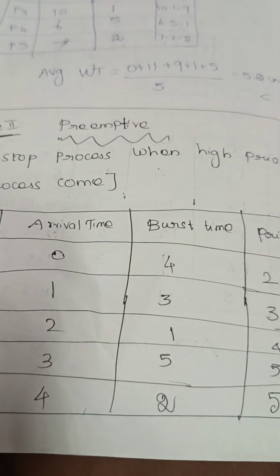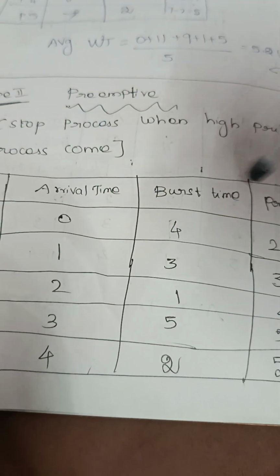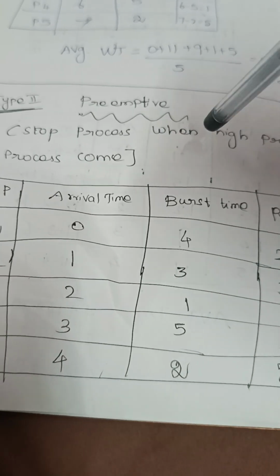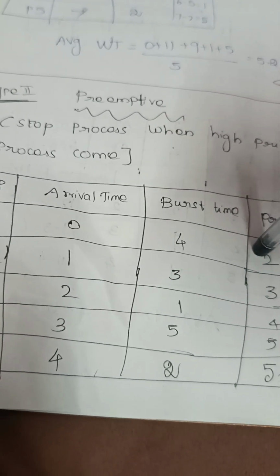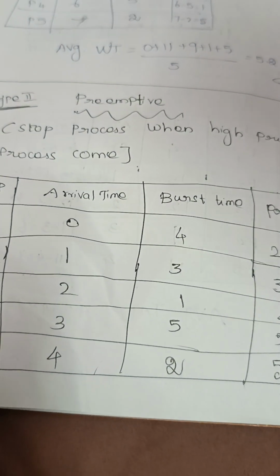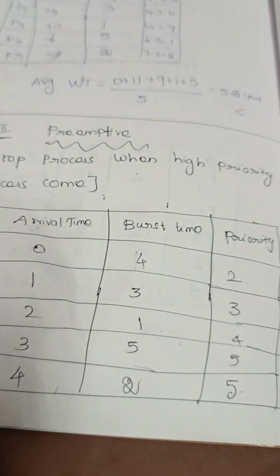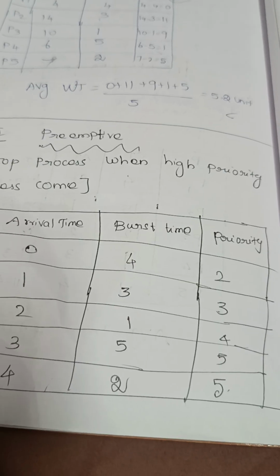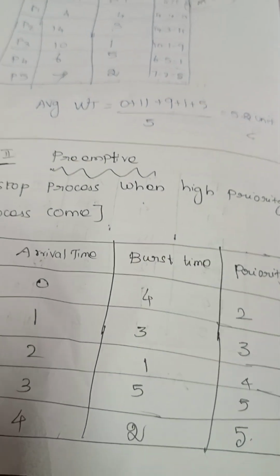Type 2, preemptive. Preemptive means if a higher priority process enters the ready queue, the previous running process stops its execution and the higher priority process is executed in the CPU.